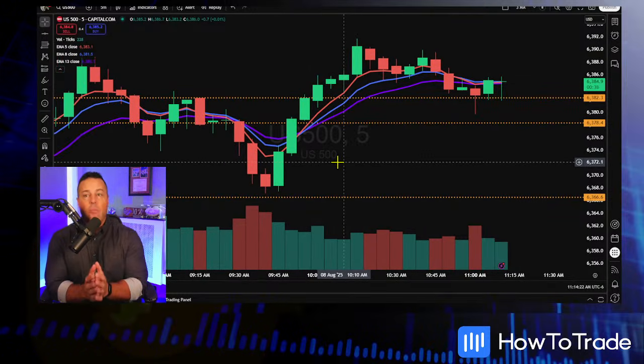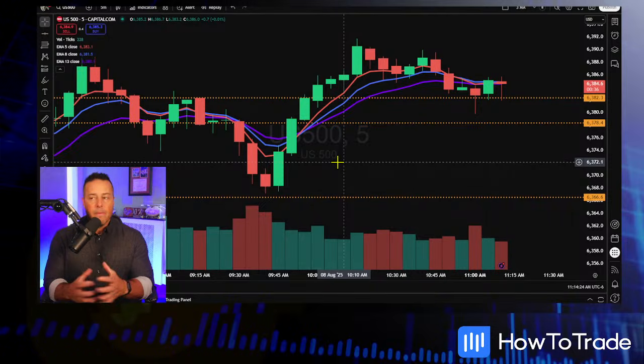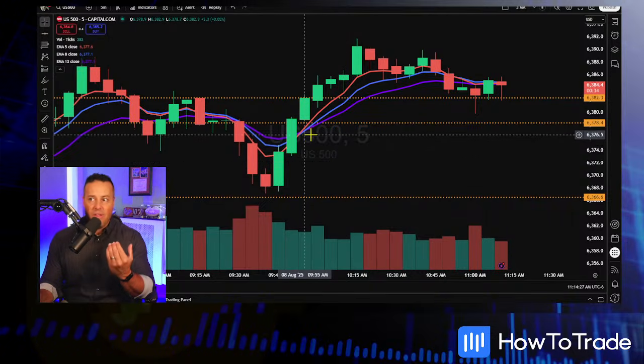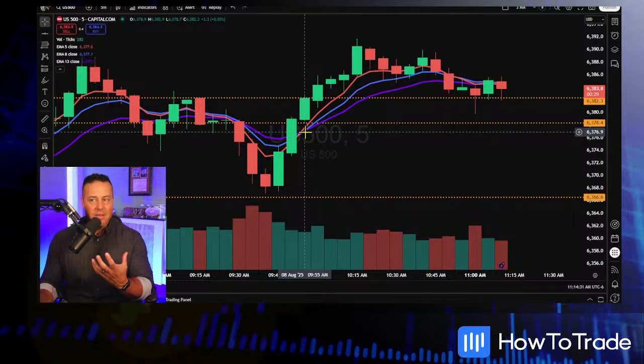Now, if we were scalping, for real scalping, I would say you could definitely put it right up there underneath your price bar, 5-minute chart, something like that. You definitely could do that.